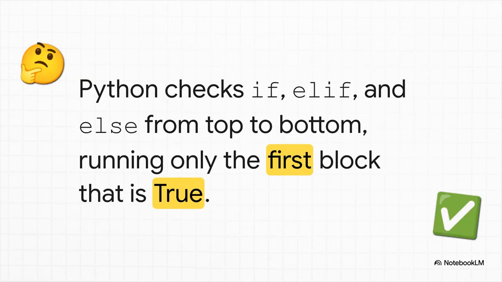And here's what that looks like in Python. It's super readable. We start with an if. The code checks that first condition. If it's not true, it just moves on to the elif. And yeah, elif is literally just short for else if, and it tests the next condition. And if nothing else matches, the else at the bottom is the final safety net that catches everything else.